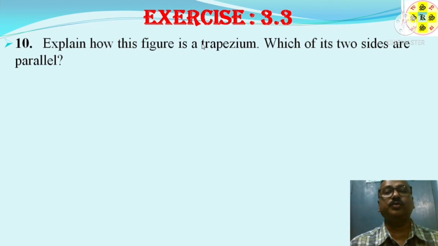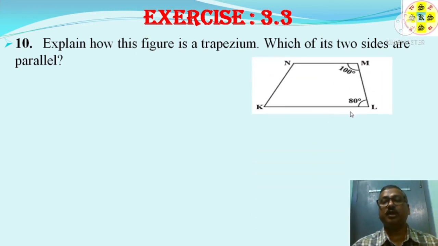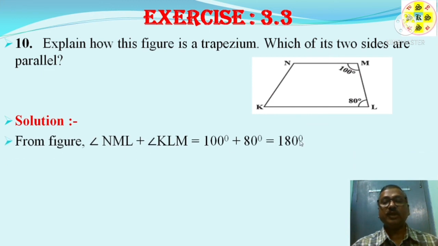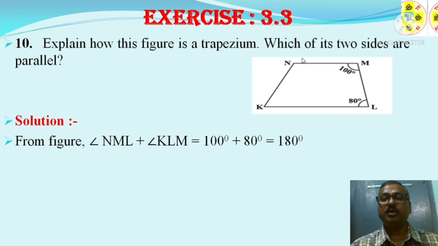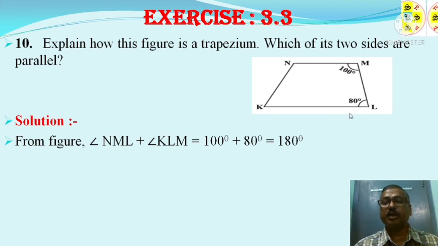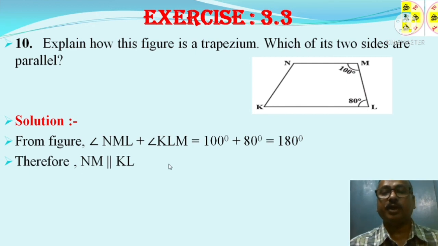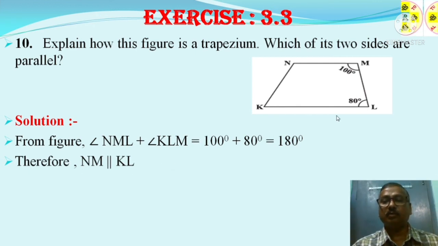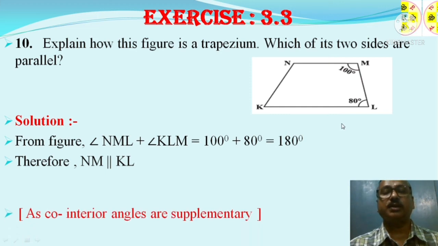Explain how this figure is a trapezium. This is the figure given. How this is a trapezium, we have to explain. Solution: angle NML plus angle KLM, this is 100 plus 80, 180. That is, the sum of two adjacent angles is 180. That means NM is parallel to KL. Now if one pair of opposite sides is parallel, then this is a trapezium.